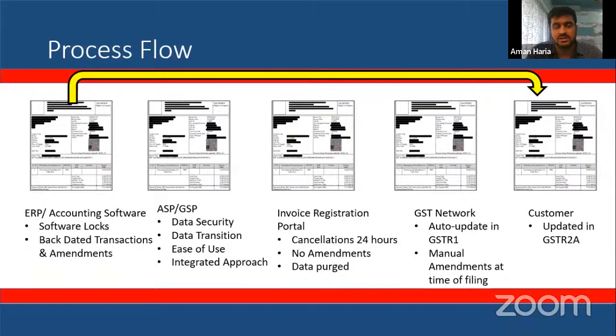Software upgradation, data security is maintained by ASP GSP, invoice registration portal, cancellation is not done by any unauthorized persons, amendment is not done in invoices. Your GSTR 1 which is auto updated may be helpful while filing your GSTR 1, wherein you need not upload all of these details again. And lastly, your customers are also made aware of the details well beforehand, before even you give them the physical copy of the invoice.